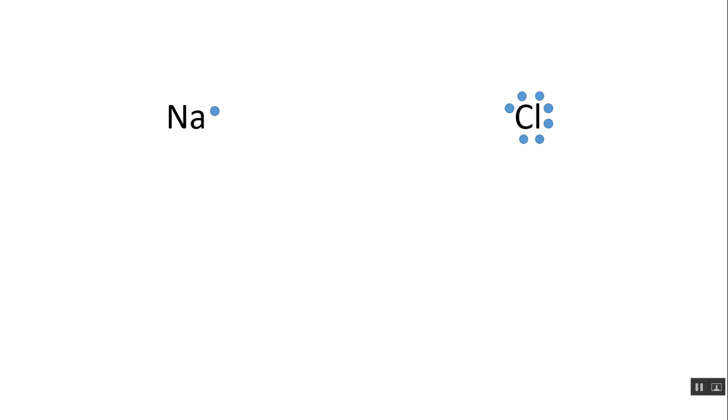In this example, we have a sodium atom next to a chlorine atom. Sodium is in the group 1 alkali metals, so it has 1 electron for its valence electrons. Chlorine is in the halogens, so it has 7 electrons for its valence electrons. In order to form their octet, sodium will transfer 1 electron to chlorine. Sodium forms its octet by losing that 1 electron, and chlorine gains its octet by taking that 1 electron away.